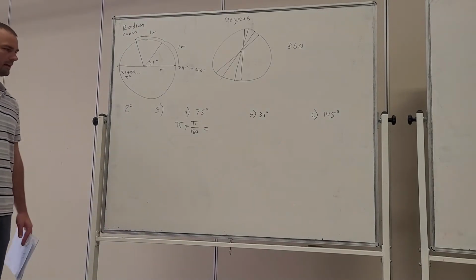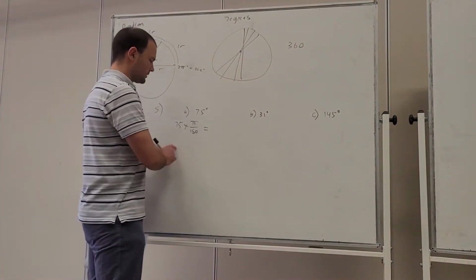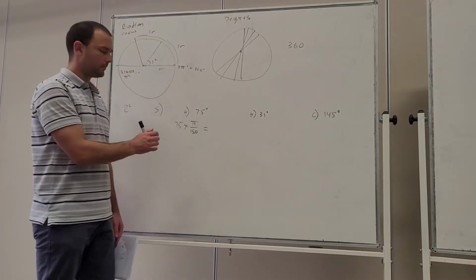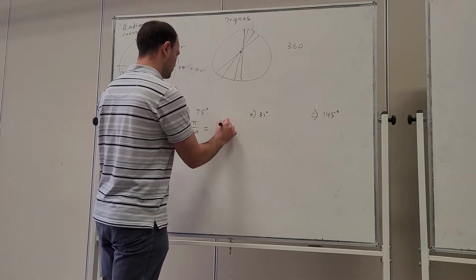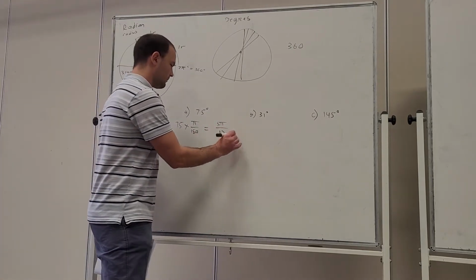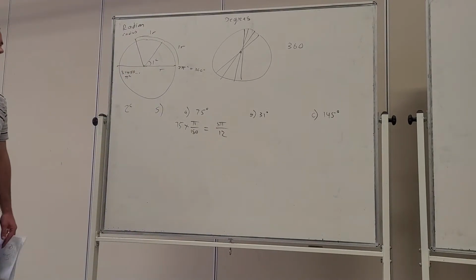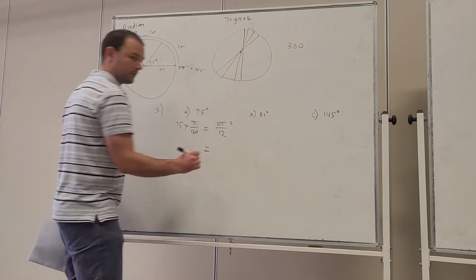Now I haven't brought my calculator along here, so I might rely on you guys a bit. We can divide both by 15. So that'll be 5 pi on 12. So if we have 75 degrees, it's equal to 5 pi on 12 radians.